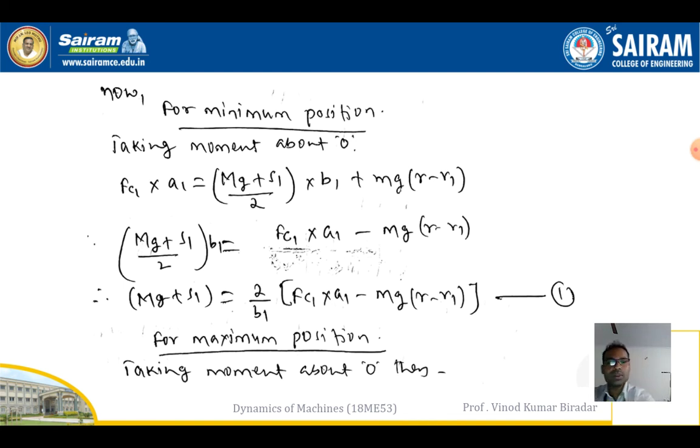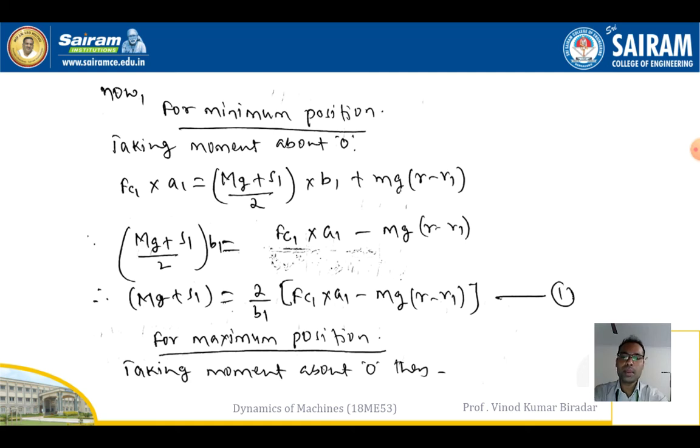Once you have generated this formula, you rearrange the equation. So (mg plus s1) divided by 2, times b1, is equal to fc1 times a1; sending the other term to the right hand side, that is fc1 into a1 minus mg into (r minus r1). Again we rearrange this: mg plus s1 is equal to, sending b and 2 to the right hand side, 2 by b1 times [centrifugal force fc1 into a minus mg (r minus r1)]. Call this equation number 1. So this is about the minimum position.